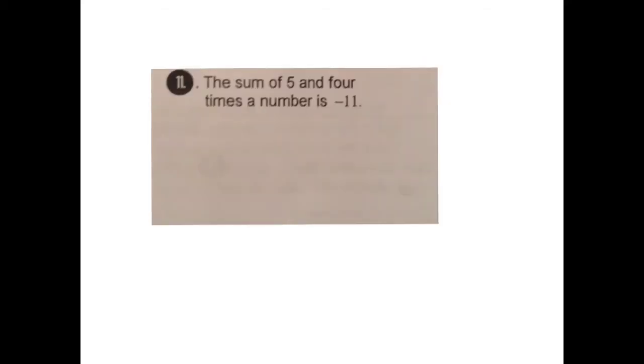This section only wants you to write the equation. It does not ask you to solve them. So sum means that we are going to add 5, and we're going to add that to 4 times a number. The number represents x, so 4 times x would be 4x.